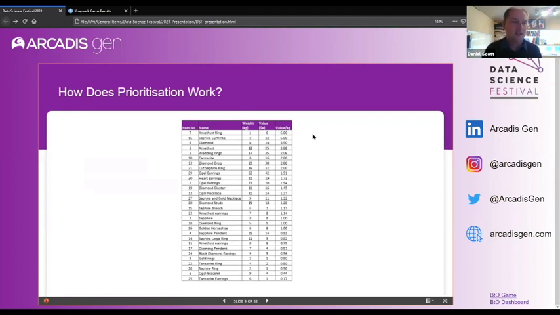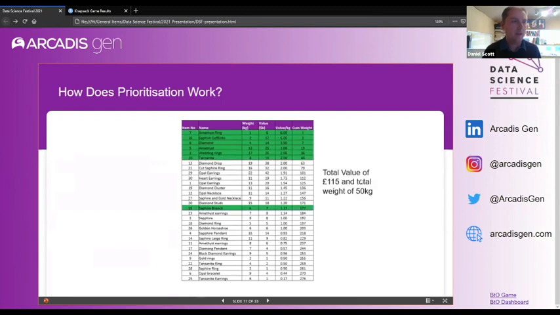So from a prioritization perspective, we've got this limit of 50 kilograms. The logical thing to do is to work our way down the list and fill up our bag with the highest density items. We can do that very simply. We can add the cumulative weights, and then we can work our way down.